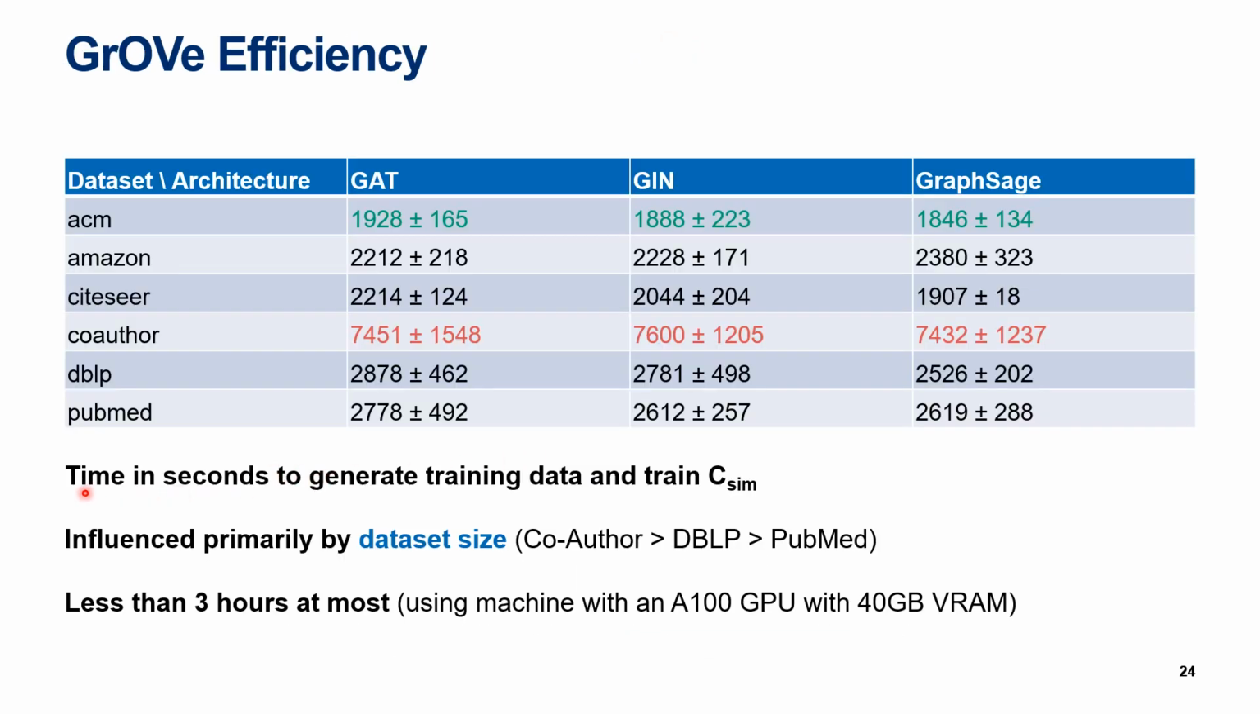Lastly, we test how efficient GrOVe is in terms of the time it takes to generate the training data for and train the similarity classifier. We find that it is influenced primarily by the dataset size. Co-author is the largest dataset, thus it takes the longest time to train GrOVe for co-author, while ACM is the smallest dataset and thus it takes the least amount of time. However, using a single A100 GPU with 40 gigs of RAM, we find that GrOVe was able to train the similarity classifier in less than 3 hours.